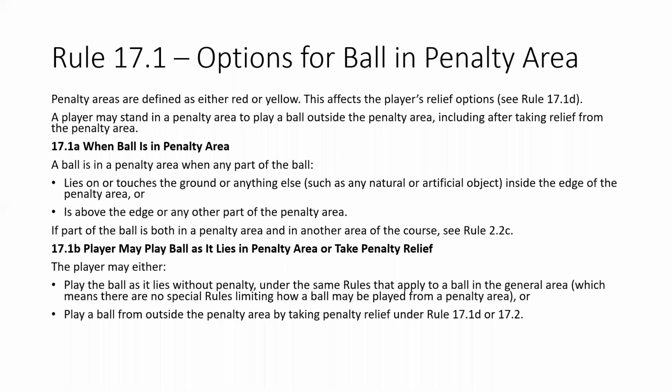So this part here, it's talking about if it's touching another part of the course, it's going to be in the penalty area, is what Rule 2.2c says. But the player can obviously play it out of the penalty area without penalty. That's still an option. And again, we talked about some things that we can do now. We can ground our club. We can take practice swings. We can remove loose impediments, provided that they don't cause our ball to move. A lot more flexibility inside the penalty area.